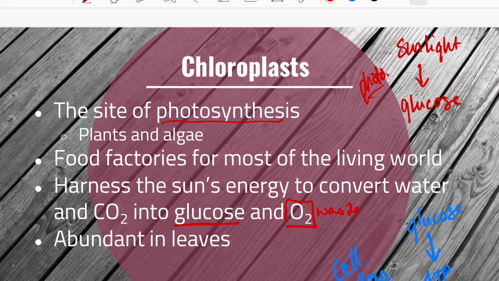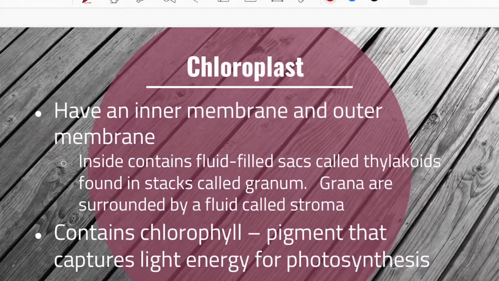They have a pigment called chlorophyll, and that is green. And this is why we see lots of green leaves. They have an inner membrane and an outer membrane. Inside the chloroplast, I kind of need green, don't I? Let's see if I can find green.